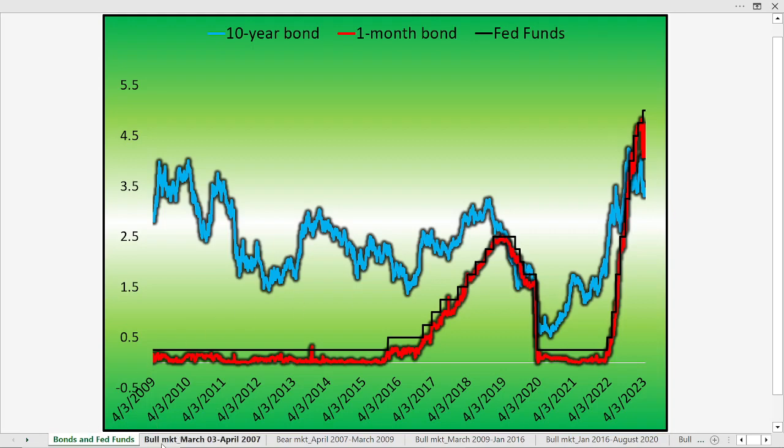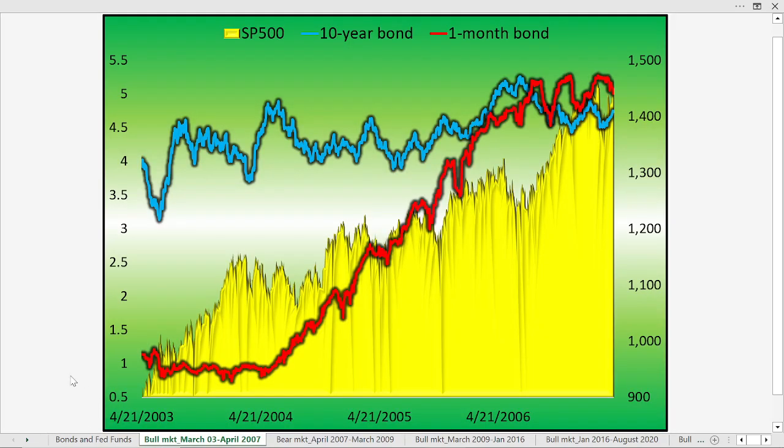Now, first off, let's take a look at April of 2003 through May of 2006. The yellow area chart in the background is the S&P 500. That moved from a level below 1,000 all the way up to almost 1,500.